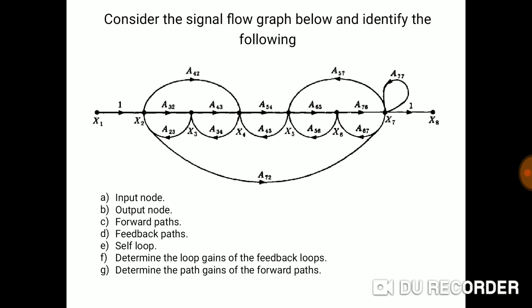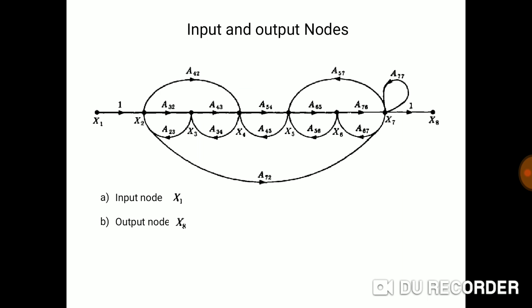We will consider the next signal flow graph and we will follow the same procedure. We will find out the input node, output node, forward paths, feedback paths, self loops, and we will find out the loop gains and the path gains of the forward paths. As shown in the diagram, it has one input node and one output node. In other words, we can say X1 is the source node and X8 is the sink node.